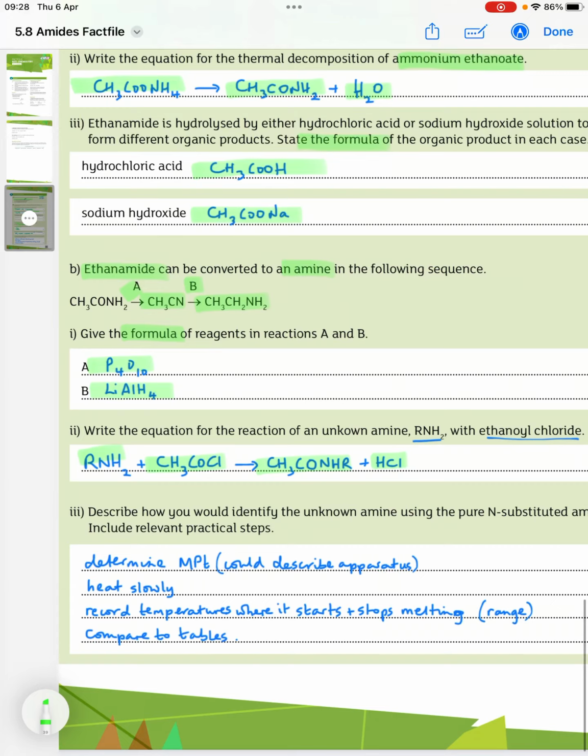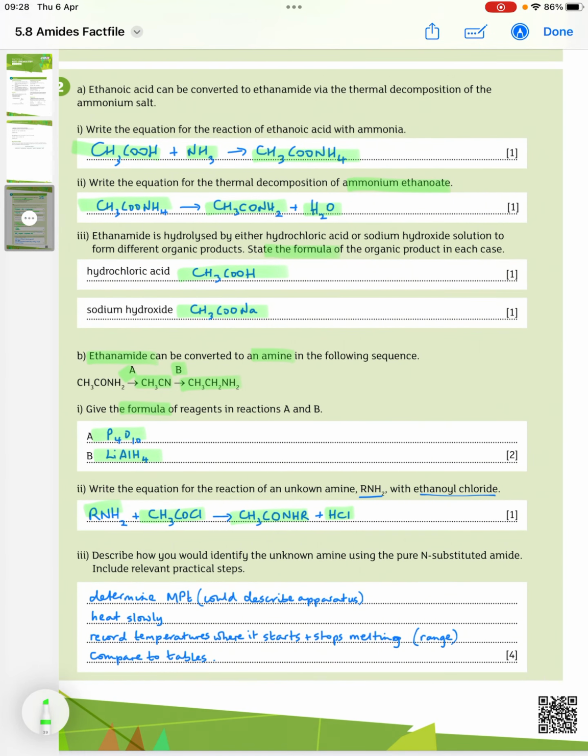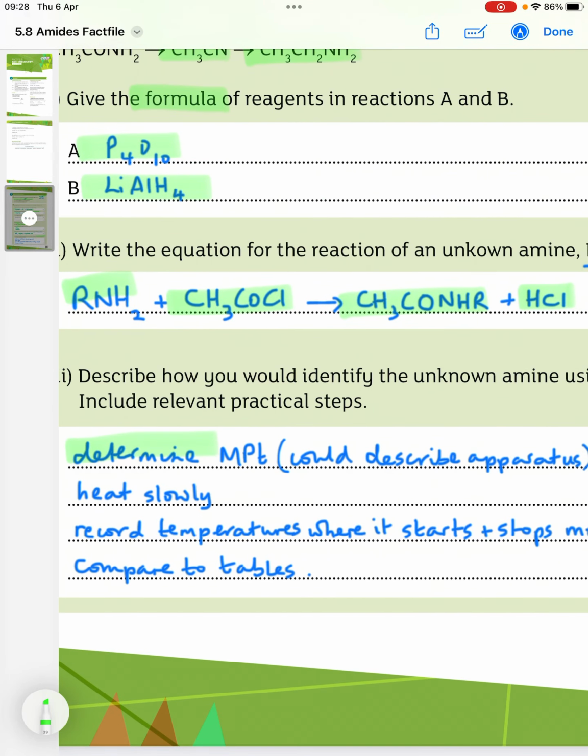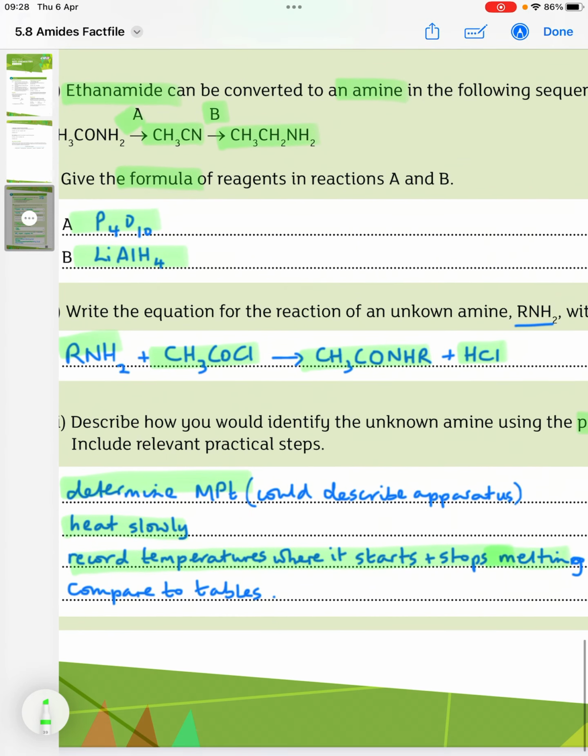Okay. And finally, describe how you would identify the unknown amine using the pure and substituted amide, and include relevant practical steps. So 4 marks for this, you're going to make 4 points. The first one is you're going to say you need to determine the melting point, and you could describe the apparatus there, but from the mark scheme it was enough just to say to determine it. You can heat slowly, then record the temperature where it starts and stops melting, and then compare that to tables, and if the melting point is the same, you know it's the same compound.